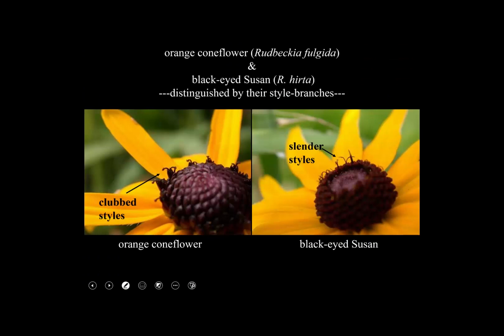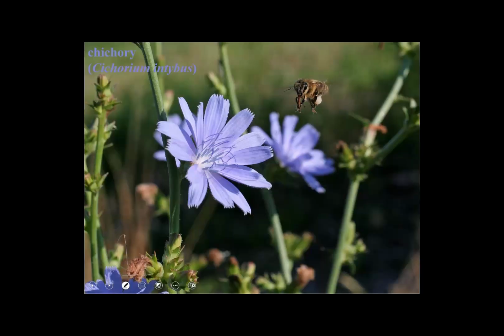Some interesting diagnostic or identification tips. Here's 2 species of coneflower in the genus Rudbeckia. One of them has these fist-like styles, and one of them has really slender styles. So you have to look really carefully at the style branches.